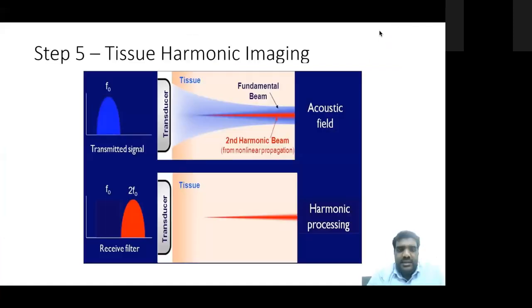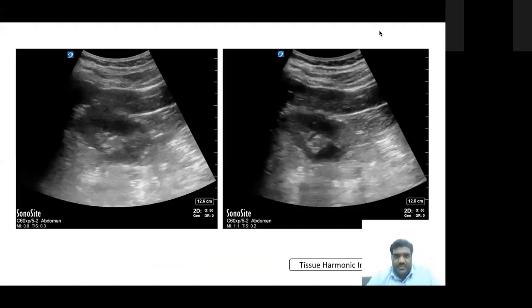Next is tissue harmonic imaging. The transducers produce fundamental beams. These fundamental beams come into contact with tissues and form secondary harmonic beams. The transducers have certain filters that only process the harmonic beams. So what this does is the images that are formed will have a better signal to noise ratio, increased spatial and contrast resolution, and improved detection of low contrast lesions.